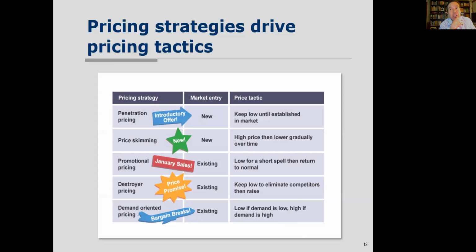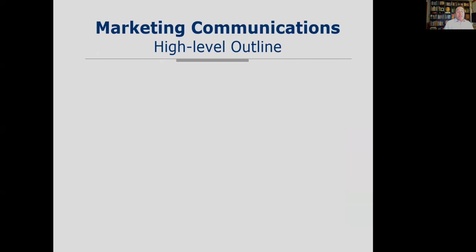Now, pricing strategies drive pricing tactics. We have different pricing strategies. We talked about penetration pricing strategy, where the tactic would be to keep the price low until it's established in the market. Price skimming, which was the opposite tactic, is to have a high price and then lower gradually over time. Promotional pricing, which would be low for a short period of time, then back to normal. Destroyer pricing, keep low to eliminate competitors and then raise. And demand-oriented pricing to change the price according to demand, surge pricing. So that's a review, and now we'll talk about marketing communications.